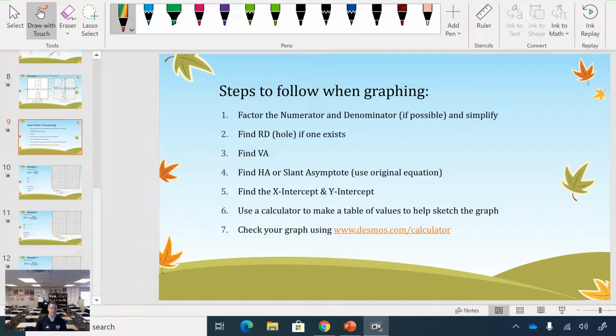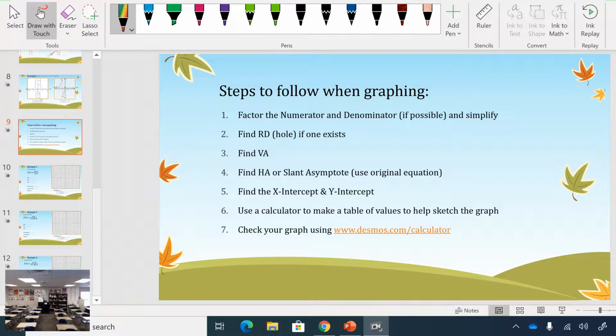VA, set the denominator equal to 0. And then as far as your horizontal asymptote, slant asymptote, we mentioned that at the beginning of the part 1 video, finding the X and Y intercepts, or where it intersects. You can use a calculator to find the table of values, or you can use the graphing calculator to kind of check all of this stuff. So that Desmos.com calculator is very useful, so I would highly recommend you guys using that.